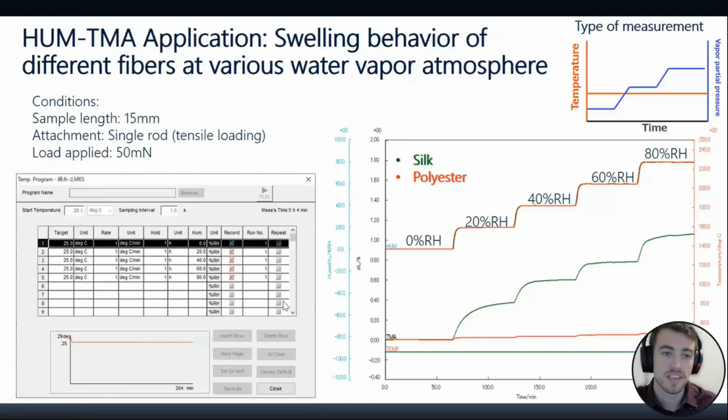Here, this is an interesting test where the temperature remained constant, but the humidity was used to determine the expansion from the adsorption of moisture. So if we take a look here, we have silk and polyester. It was held at 25 degrees Celsius. We had steps in the relative humidity from 0 all the way up to 80. And as you can see, the polyester, which is an artificial fiber, didn't really absorb much moisture. However, silk, which is a natural fiber, had large jumps. It increased around 1% at 80% relative humidity.